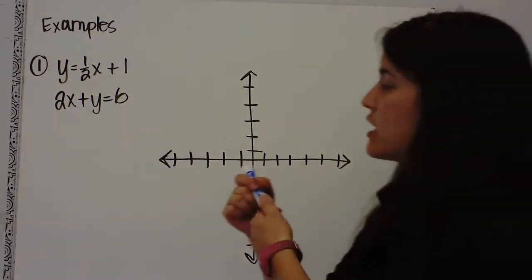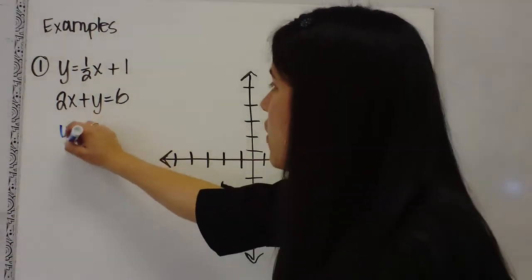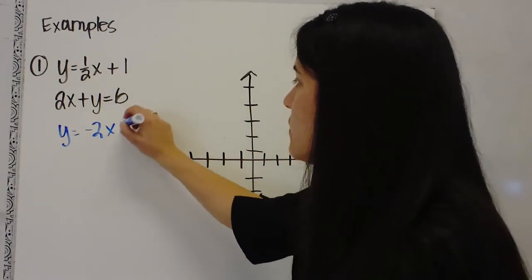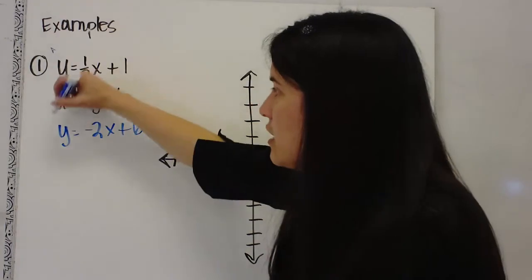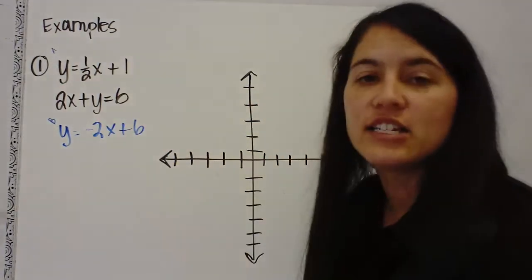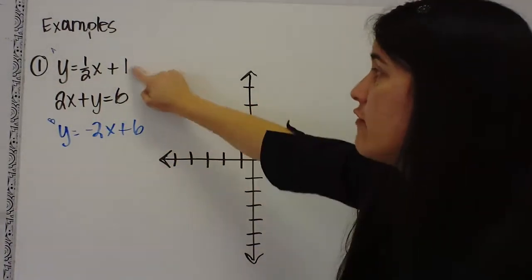2x plus y equals 6. But we already rewrote it as y equals negative 2x plus 6. So here are my two equations, equation A and equation B. I need to graph them, so I'm going to graph A first.